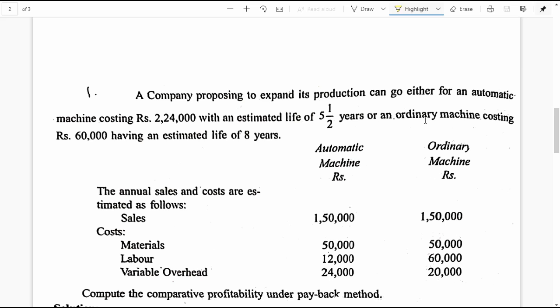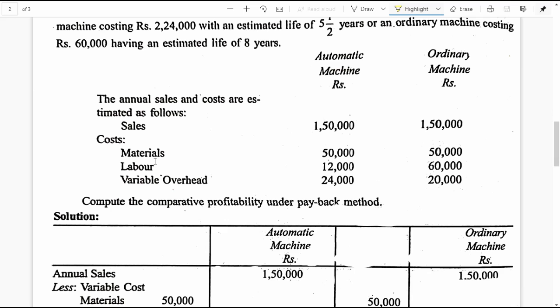The other alternative is an ordinary machine. The cost of the same is 60,000 but have the life of 8 years. The details related to the two machines are presented down here. The annual sales and cost are estimated as follows. Sales that could be generated if you go for automatic machine 1,50,000 rupees. If you go for ordinary machine, the sales we can generate is the same 1,50,000.